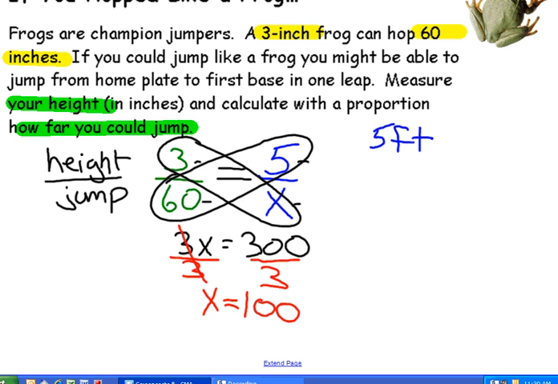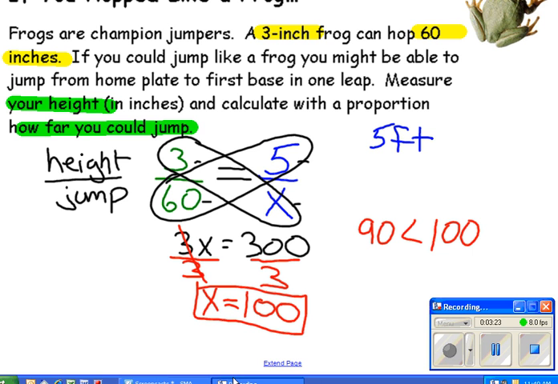So if a human is 5 feet tall, they should be able to jump 100 feet if they are jumping in proportion to a frog. Now, in the major leagues, from home plate to first base is 90 feet. So 100 is greater than 90 feet. So the human should be able to leap from home plate to first base, again, if they are jumping in proportion to the frog.